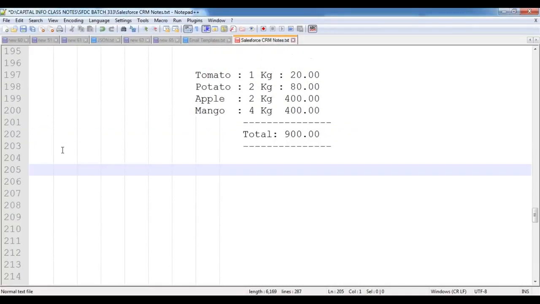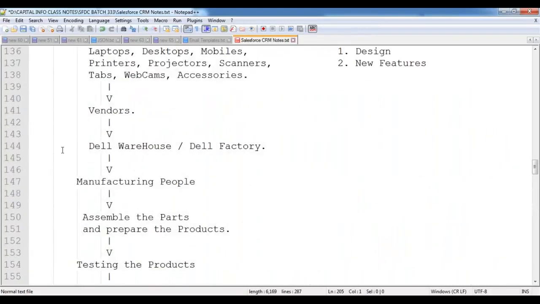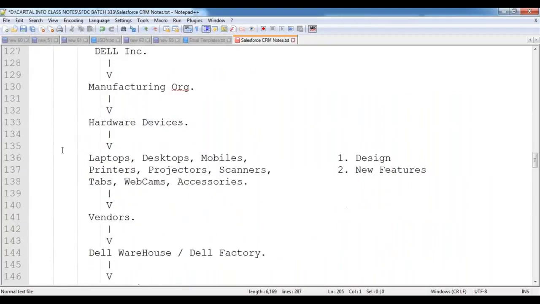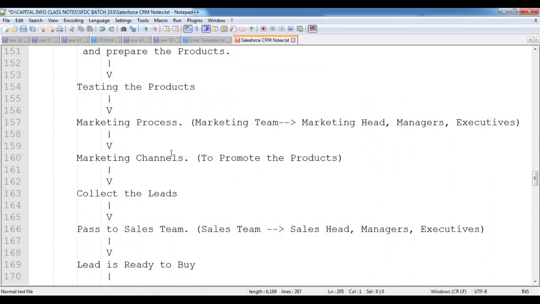So in the last session, we have discussed the CRM process. That means the CRM life cycle. And as part of that CRM life cycle, we have discussed the marketing process and the sales process.